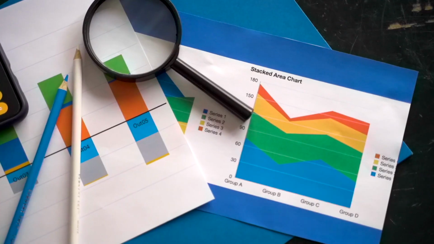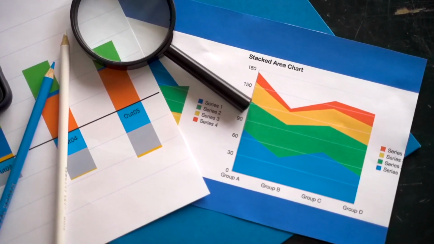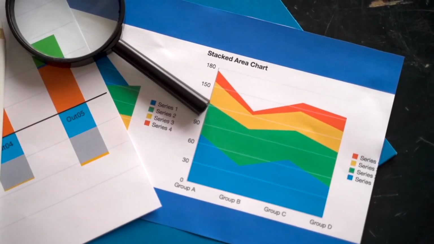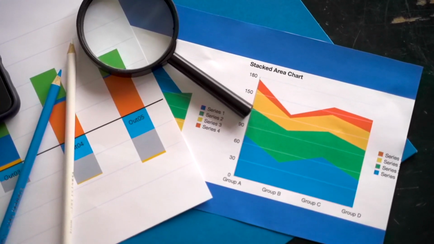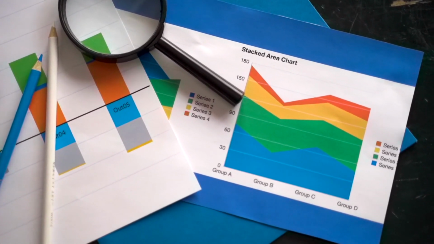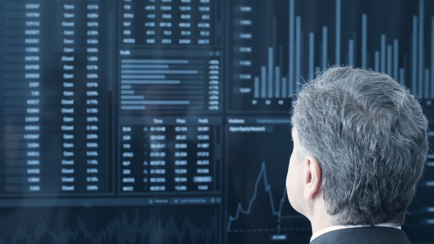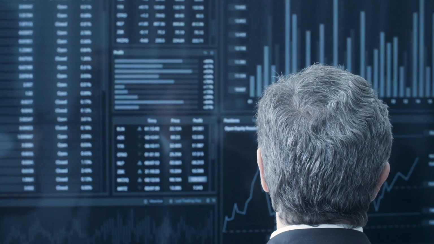2. Data is key. The power of IOV lies in the data it generates. This data, when analyzed and interpreted correctly, can provide valuable insights, drive decision-making, and enable predictive analytics. It's not just about collecting data, but about making sense of it.